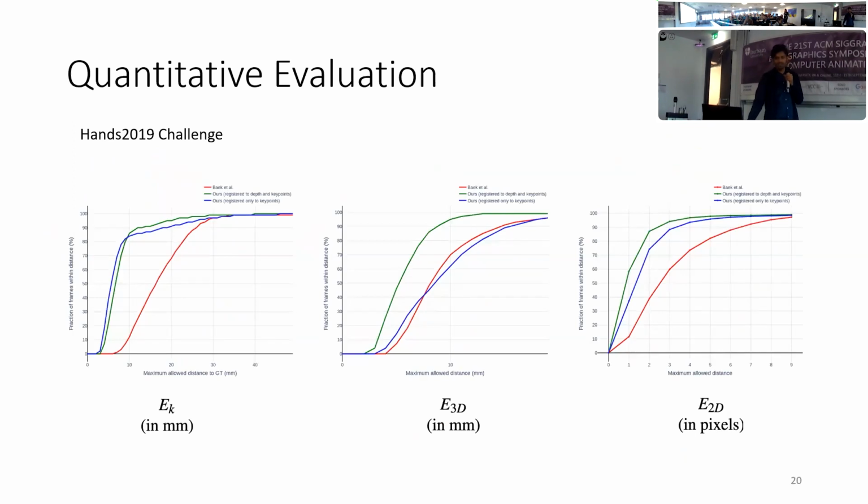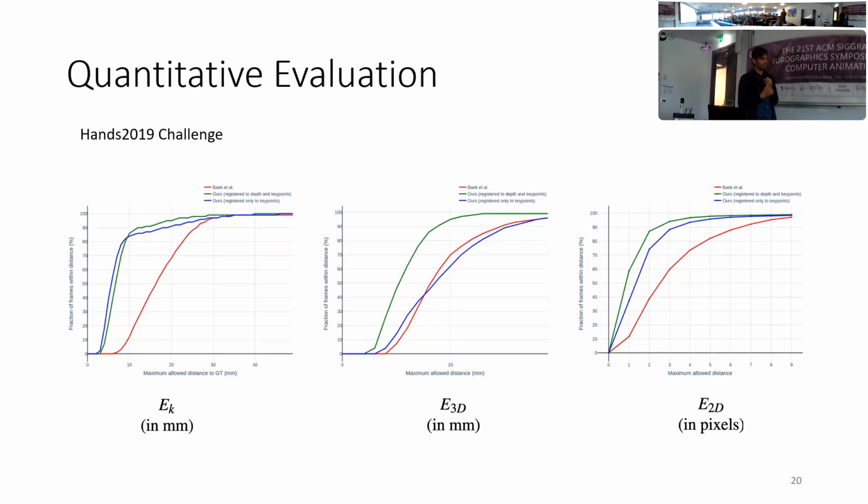We evaluate our method on the HANDS 2019 challenge dataset, which is the most challenging publicly available hand pose dataset. We use three metrics, two dense and one sparse. The sparse metric that we use is the key point error, which measures the Euclidean distance between ground truth key points and model key points.